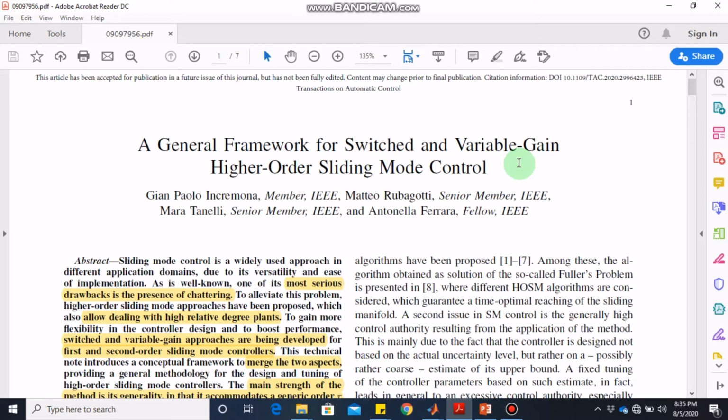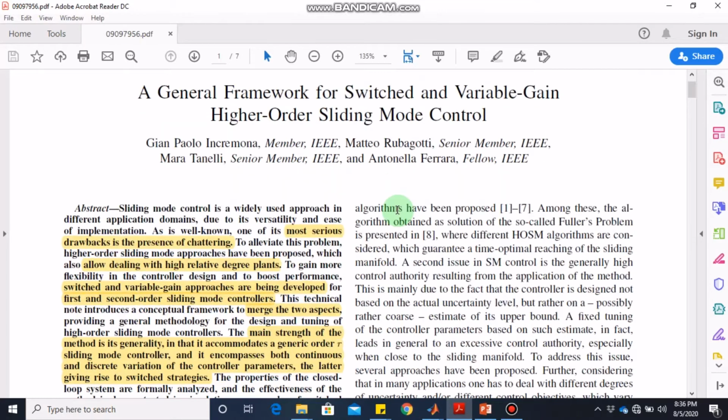Welcome to another lecture on Matlab simulation of sliding mode control. Today we are going to discuss this research paper, a general framework for switched and variable gain higher order sliding mode control. This paper is an early access version of an accepted article. So this article has technically not been published yet, but it has been accepted for publication in the IEEE Transactions on Automatic Control. So what you are looking at is a preprint of this paper.